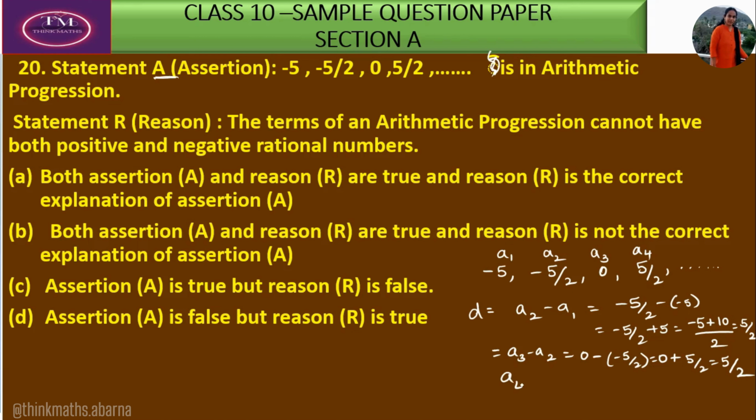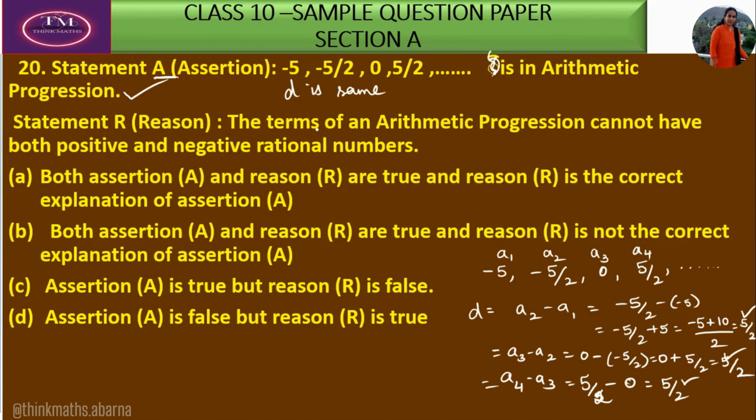In the same way, A4 minus A3. What is A4? A4 is 5 by 2 and A3 is 0. So 5 by 2 minus 0 is 5 by 2. So all of these are the same, that is, the common difference is the same. So this is an AP. That means statement A is true. This series is in arithmetic progression because d is the same.